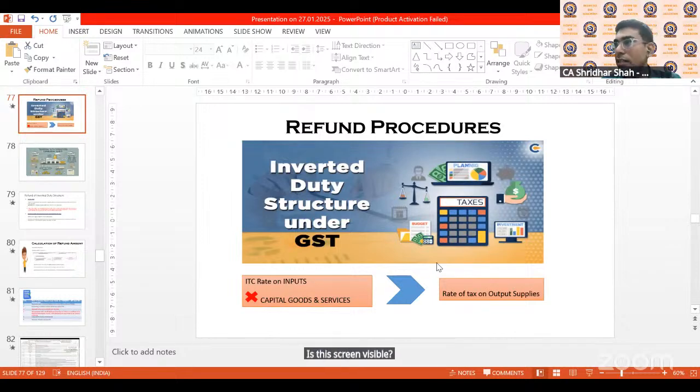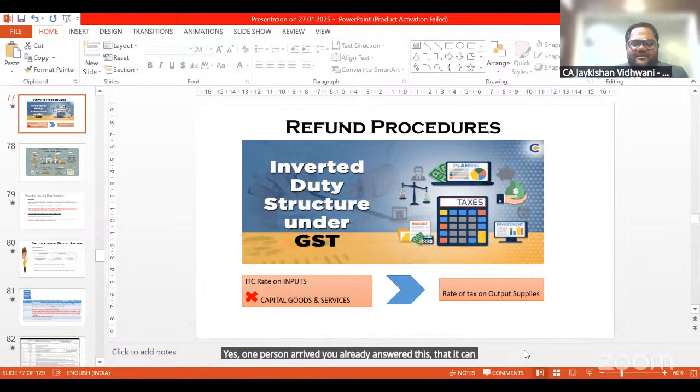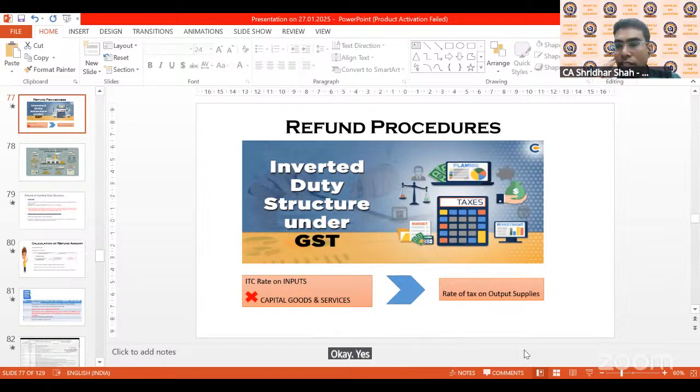Another question is refund related to 86B 1% payment. Can we claim that 1% paid under 86B? Yes, as I already answered, it can be claimed under any other category.